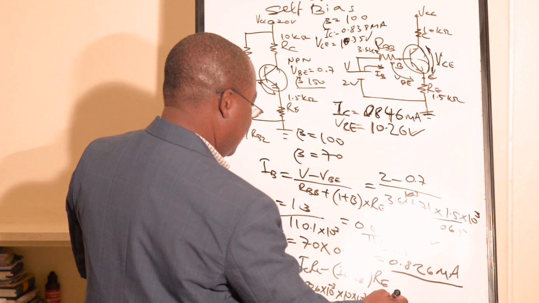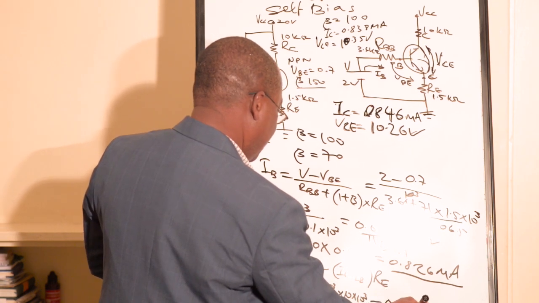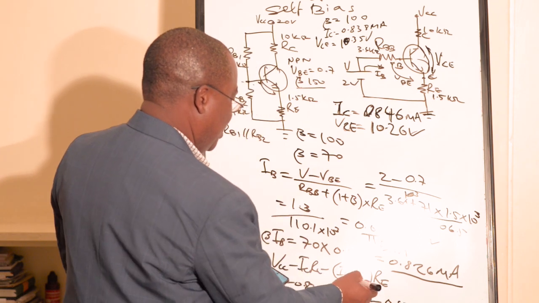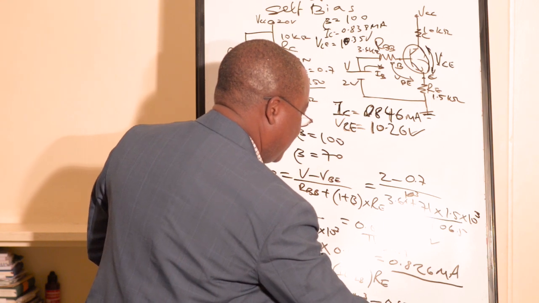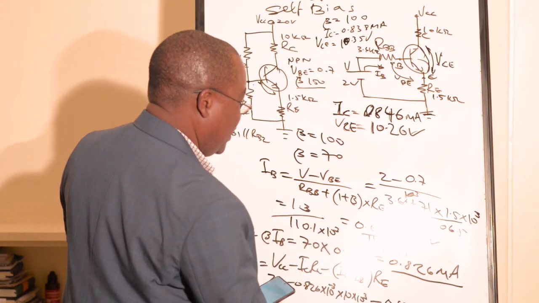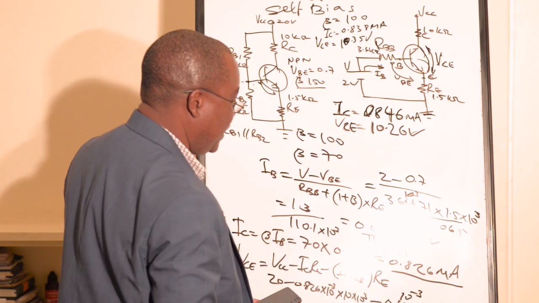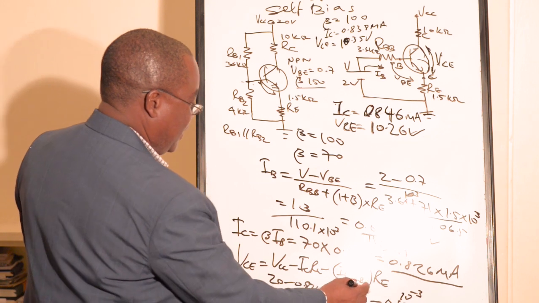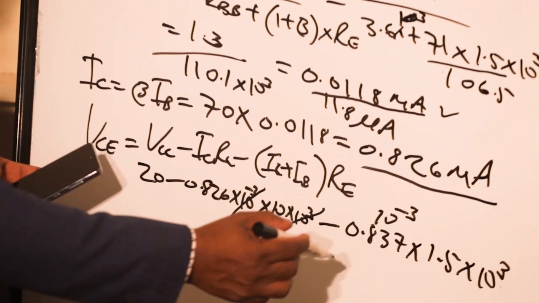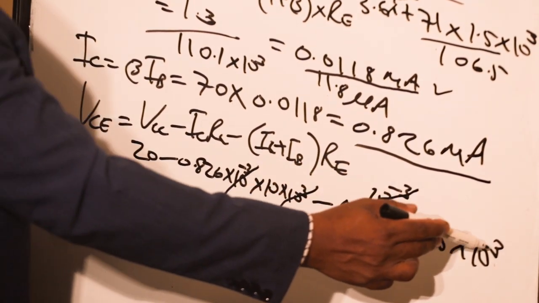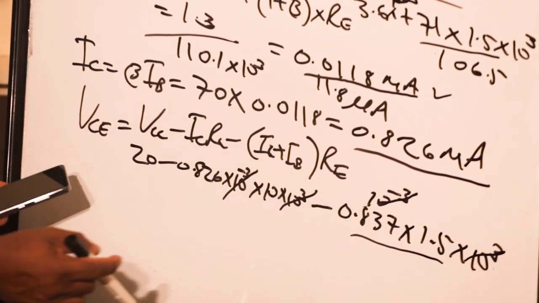So we have 0.837, this summation, times 1.5, which is RE, which is 10 to the power 3, kilo ohms. Here is 10 to the power minus 3, because it's in milliamperes. So these are cancelling each other. It's minus 3, positive 3. Also these are cancelling. So we'll have 1.5 times this 0.837.